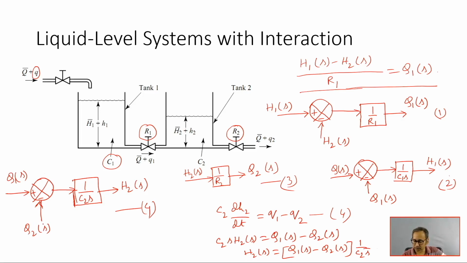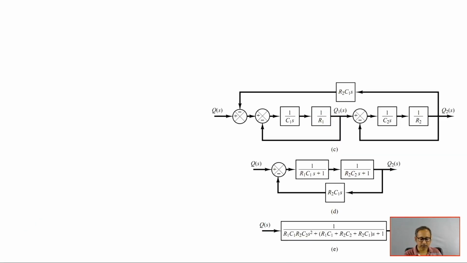So, how will you find Q2? From this H2 you multiply by 1 by R2, then Q2. This Q2 is the output here, Q2 is the input here. So, these two will be connected. Similarly, Q1 is the output here and the input there, so these two are connected. After connecting all these signals, you will get this type of structure.